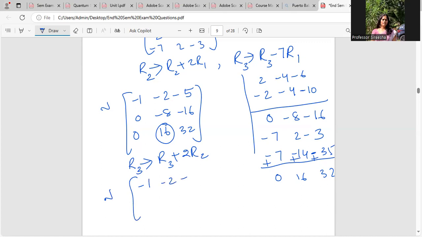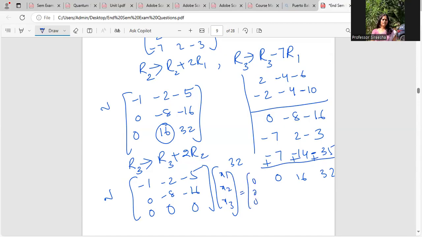So it would be minus 1, minus 2, minus 5. 0, minus 8, minus 16. 0, anyways, this would be 0 as it is obvious. 32. And then 2 into 16 would be again 32. I'm adding it, so again this also would go to 0. x1, x2, x3 is equal to 0, 0, 0.